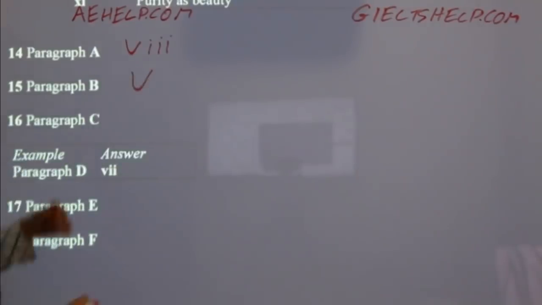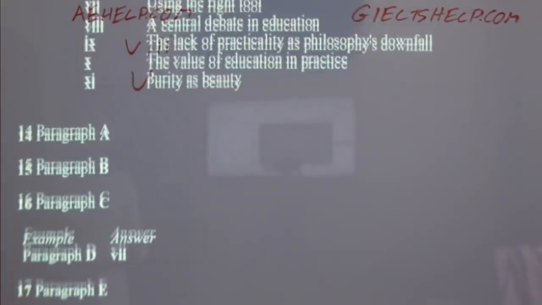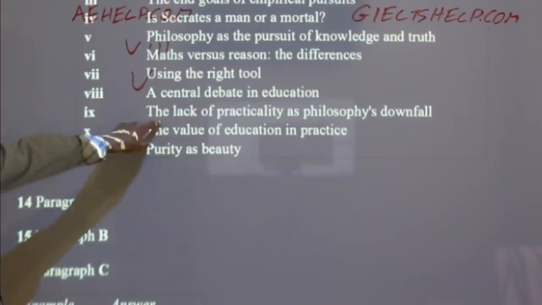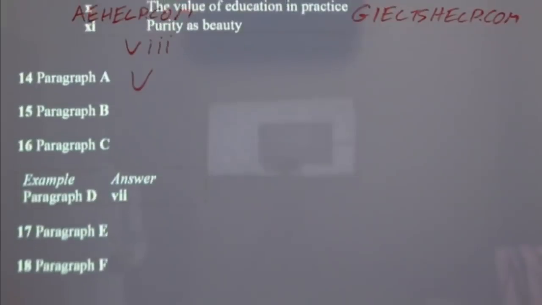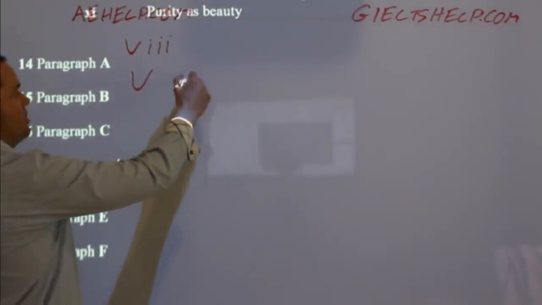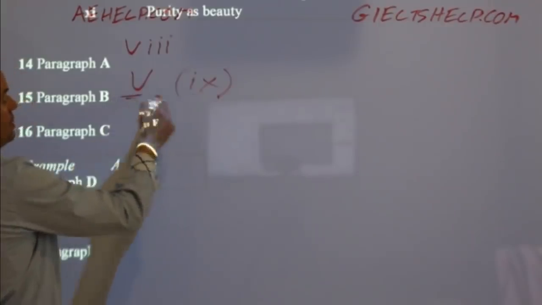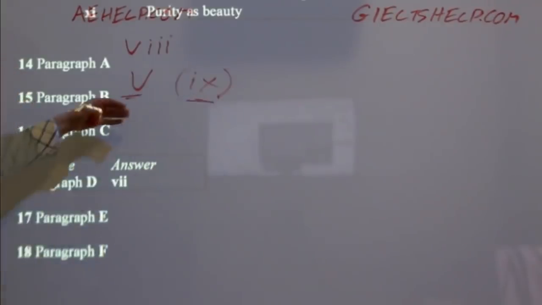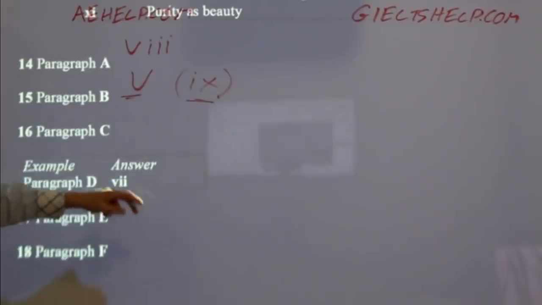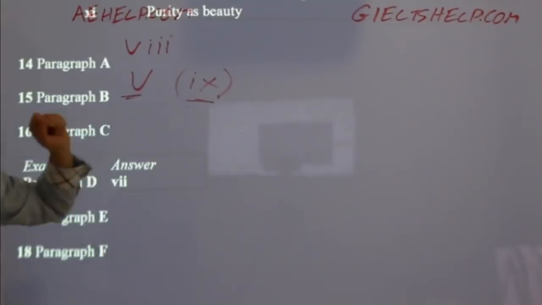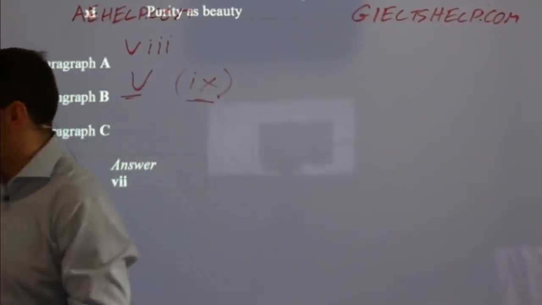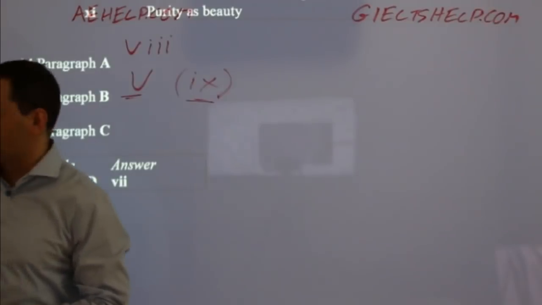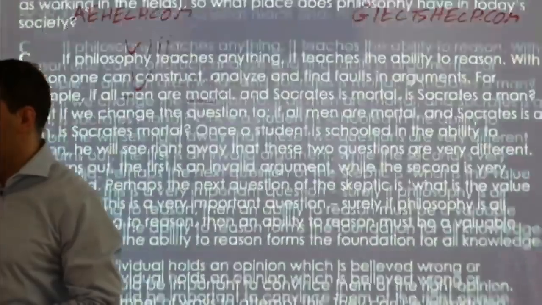And let's go on to C. Now, what you can do when you're doing this is, if you think there are two, so maybe it could be the lack of practicality as philosophy's downfall, you could put that into brackets. This is a neat trick for this type of question. So you know this is your first choice, this is your second choice. And as you go along and figure out the other ones, it will often become clear which one is the better choice, okay? So let's just keep going, and we'll come back to that and make sure that we have the right answer. Let's look at paragraph C.